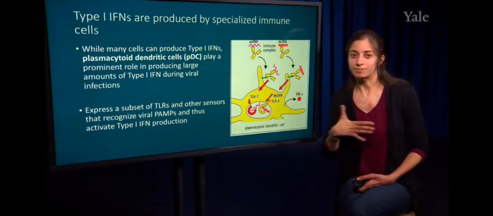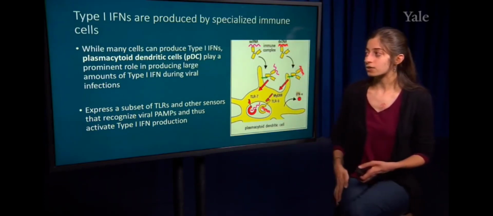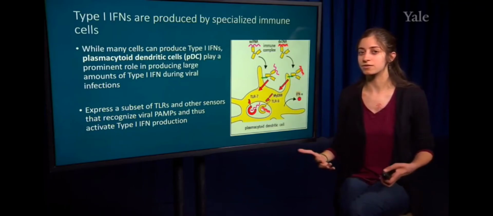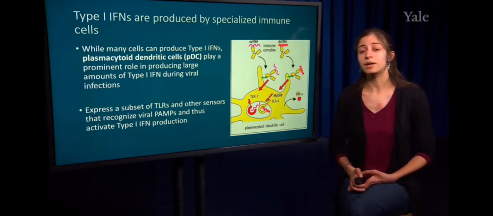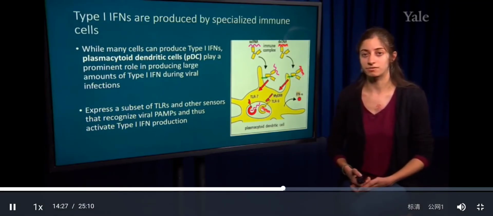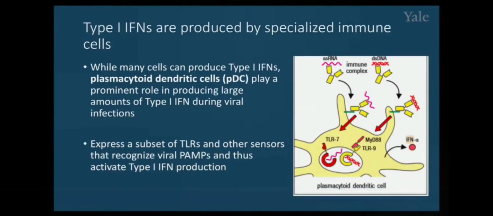Type 1 interferons, which are my actual favorite, are produced by specialized immune cells and not by all types of cells. So while many cells are capable of producing type 1 interferons, the real professional producers of type 1 interferons are plasmacytoid dendritic cells, or PDCs. They play a large role in producing massive amounts of type 1 interferon when the organism has been infected with a virus. They do this by expressing a subset of TLRs, or toll-like receptors, and other sensors that recognize viral PAMPs, or pathogen-associated molecular patterns, and this in turn will activate type 1 interferon production.